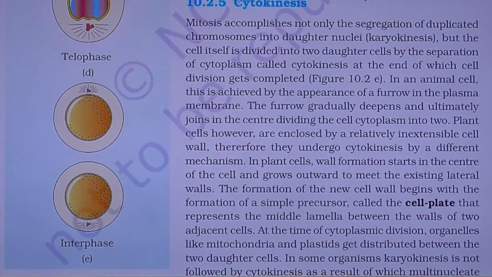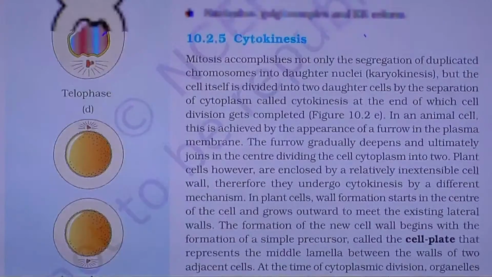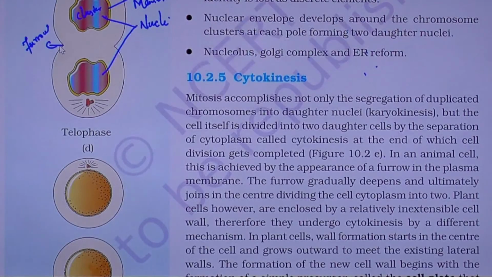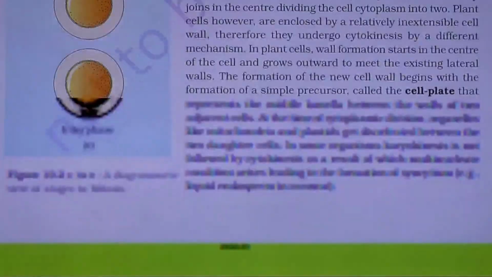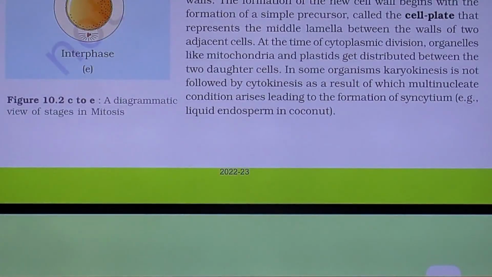In the animal cell, this is achieved by the appearance of the furrow in the plasma membrane. I already showed this, this is a furrow, this is a furrow. So in animal cells a furrow will be present. In plant cells what will happen?